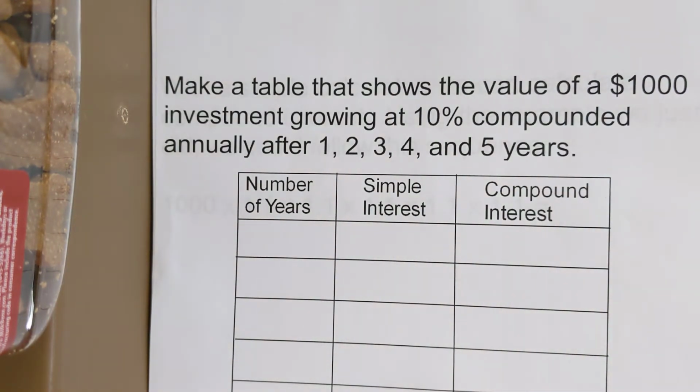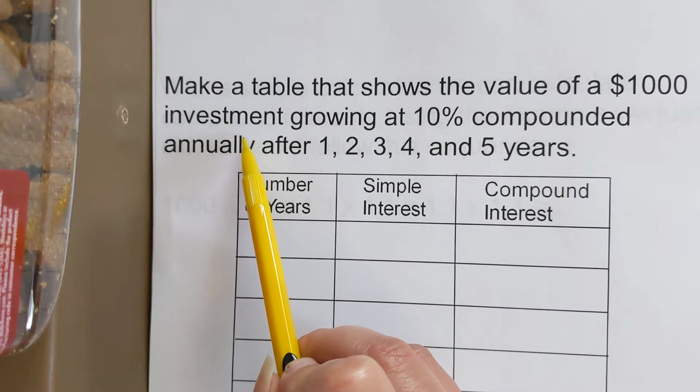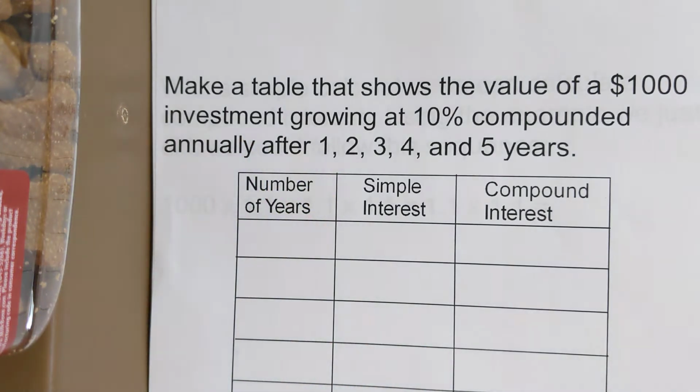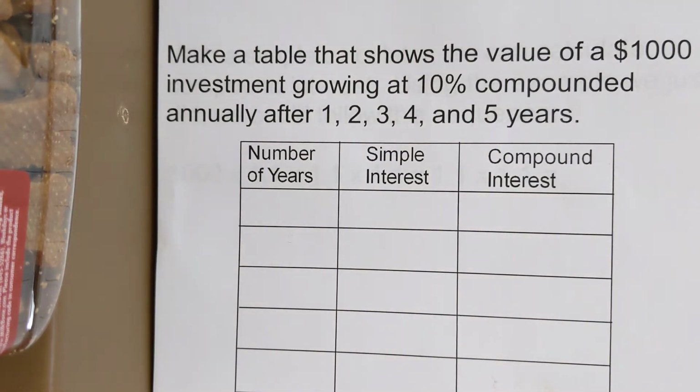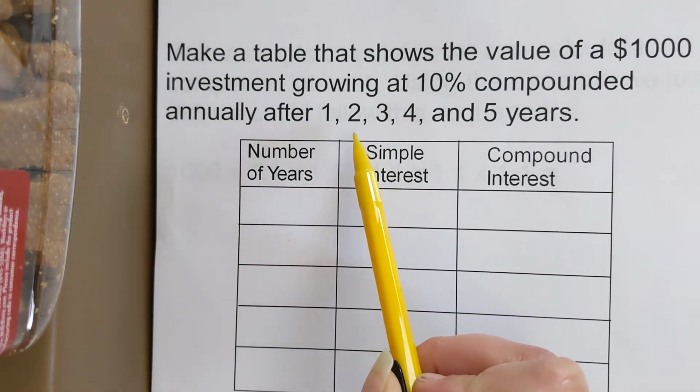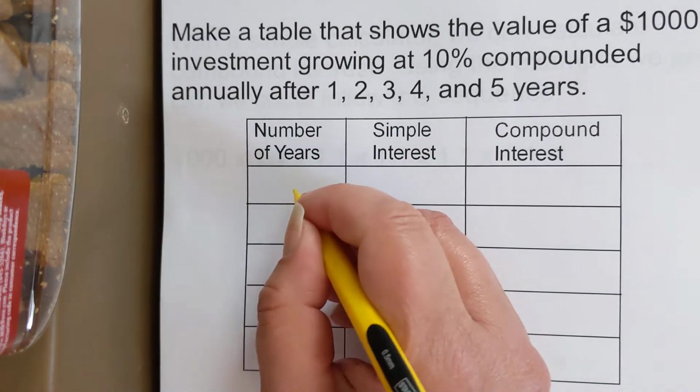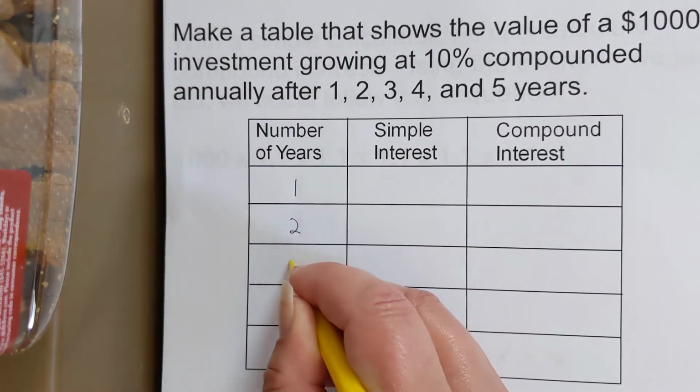Great, so this problem says to make a table that shows the value of a $1,000 investment, so that's the principal, the amount you deposited, $1,000, growing at 10%, compounded annually after 1, 2, 3, 4, and 5 years. So we're going to start by filling in the chart. So the number of years, we know 1, 2, 3, 4, and 5. So we're just going to put those in the blanks.